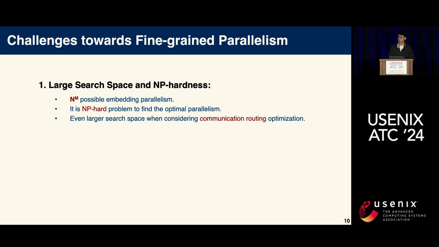However, achieving both requirements is not trivial. First, the fine-grained parallelism leads to a significantly large search space. There are n raised to the power of m possible embedding parallelisms, where n is the number of GPUs, in the scale of several hundreds, and m is the number of embeddings, which is at the scale of millions or even billions. Also, the problem itself is NP-hard, so there's no polynomial time solution. And besides the embedding table placement, if we consider the optimization for communication paths of each embedding, it will result in an even larger search space.